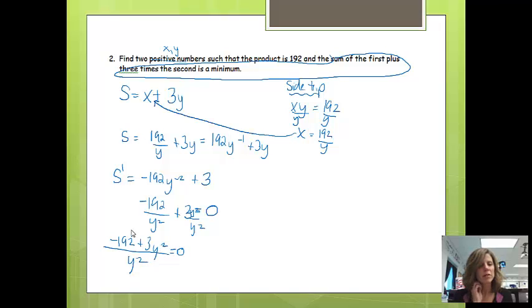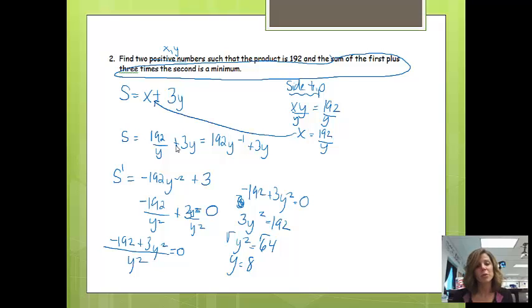Again, first of all, I'll set the numerator equal to 0, so I'll get negative 192 plus 3y squared equals 0. I'll add 192 to both sides, so I'll get 3y squared equals 192. I'll then divide both sides by 3, which will give me 64. And then to get rid of the square, we'll take the square root. And again, I'm only going to put the positive square root because we need positive numbers. And again, critical numbers also occur where the denominator would equal 0. But if I square rooted both sides, I still get y equals 0, and that's not a positive number. So one of my positive numbers is 8.